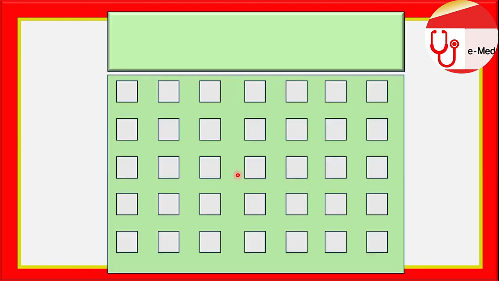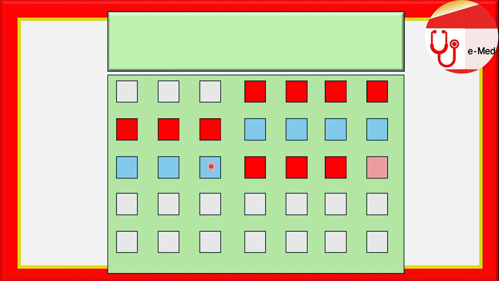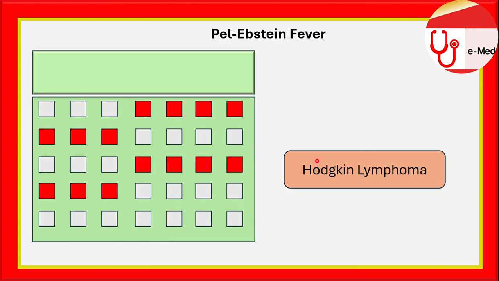Now we are talking about another kind of fever in which there is a febrile period for around 1 week or so, then an afebrile period for a similar duration, and again the fever goes high, and this kind of pattern in which there is a febrile period for 1 week, then an afebrile period for a similar duration, then again fever. This is what we call Pel-Ebstein fever, and this is typical of Hodgkin lymphoma. This is not specific but quite commonly associated with Hodgkin lymphoma.